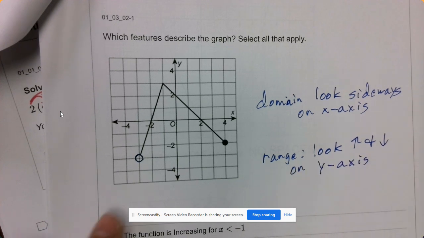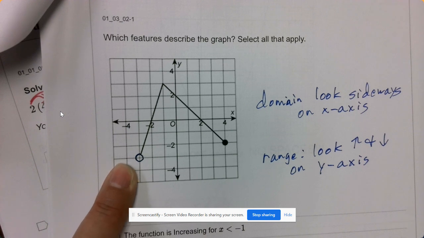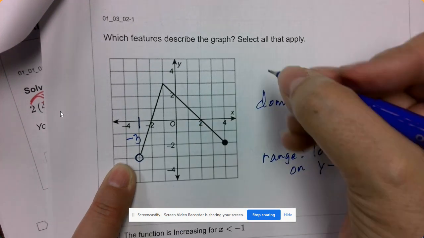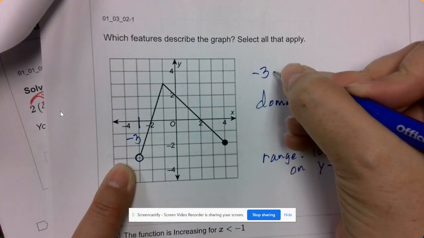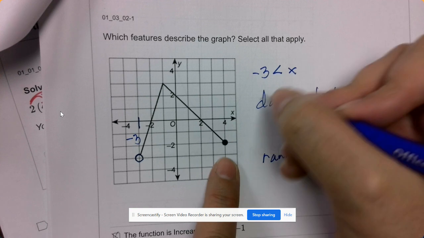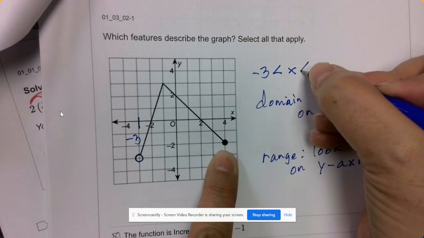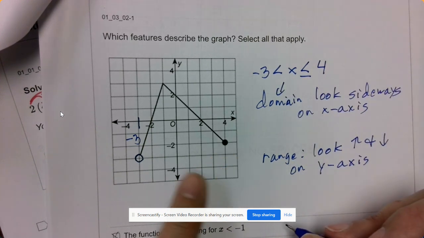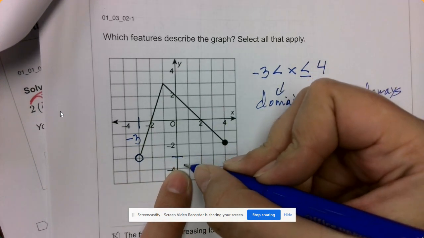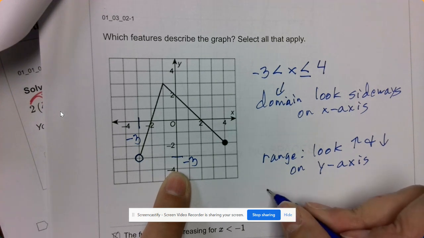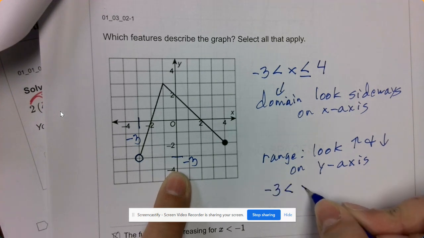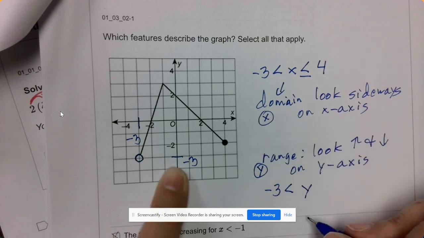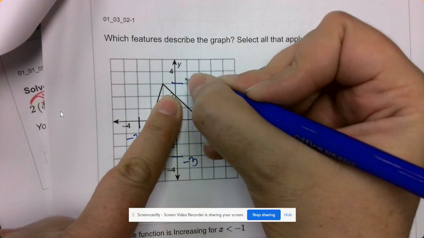Okay, open circle, remember, means not included. So it's right here, it's at -3, so I'm just looking at the domain, so it's going to be -3 less than, closed circle, so less than or equal to 4. This is for the domain. The range, I look up and down, so it's right here at -3. It does not include -3. Range is y, domain is x, and then all the way up here to 3.